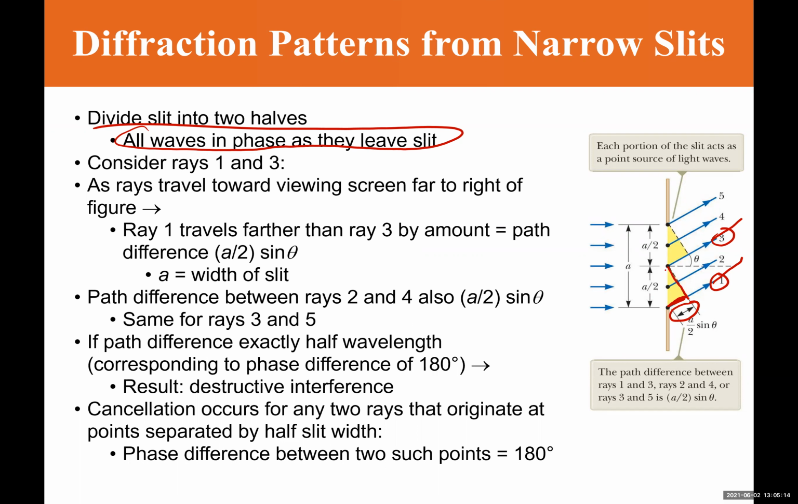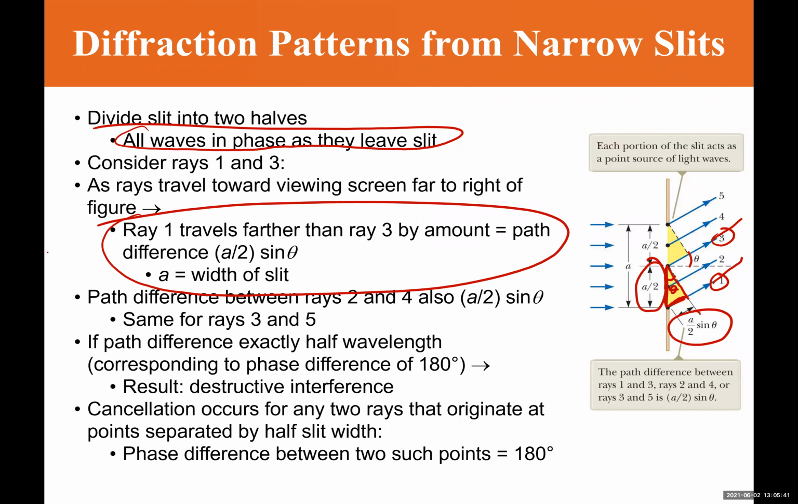Since this is a over 2 and this theta is the same as that theta, I can say this distance here is a over 2 times sine theta, using just trigonometry, where a over 2 is the hypotenuse and we're calculating the opposite side of that triangle. That means ray 1 travels further than ray 3 by an amount equal to that path difference, a over 2 sine theta, where again a is the width of the slit. If I look at other rays, for example 2 and 4, they have the same thing, same as 3 and 5. So 3 and 5 are also exactly the same distance.